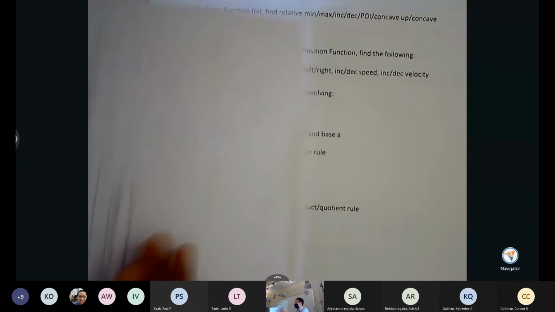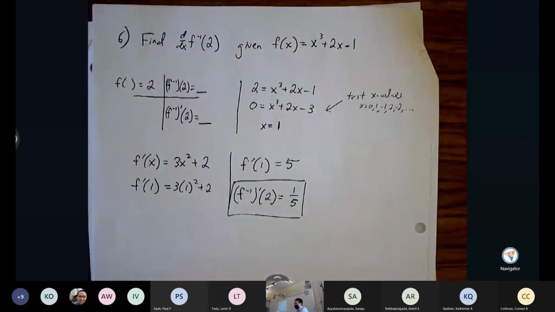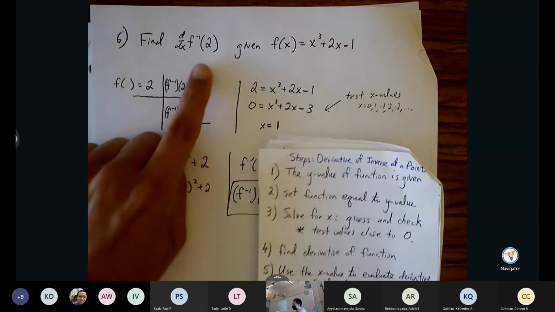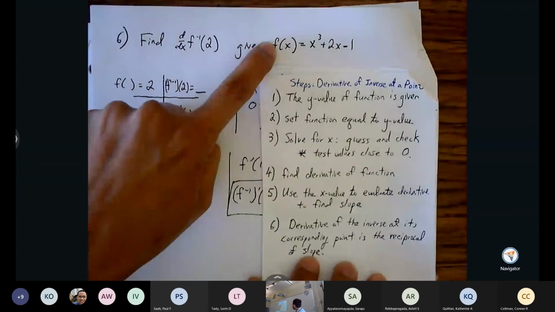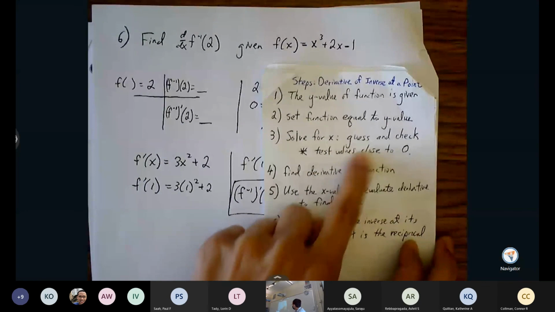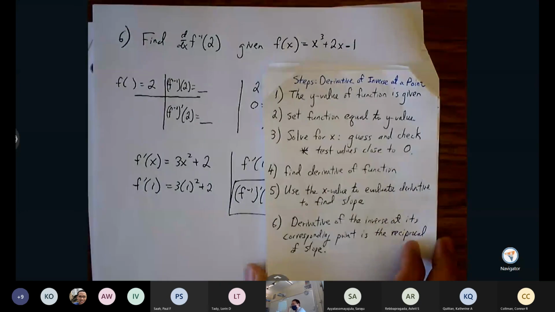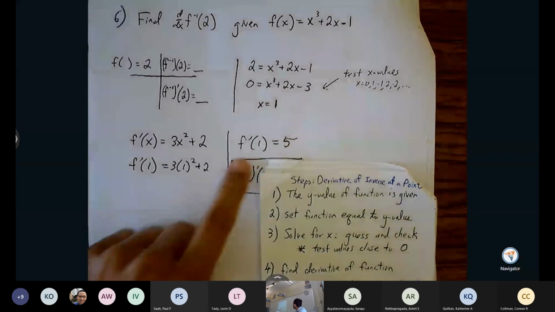Okay. We need to be able to find the derivative of an inverse at a point. So this is where we have to understand that the number that's given to you is not the x value of the function, it's the y value of the function. So the first thing we do is we put that 2 in for the y value position. We solve for x, but it's not going to be factorable, so we're going to have to do a little bit of guess and check. But it should be an easy number to find. Any number between -2 and 2. So in this case, it ends up being 1.